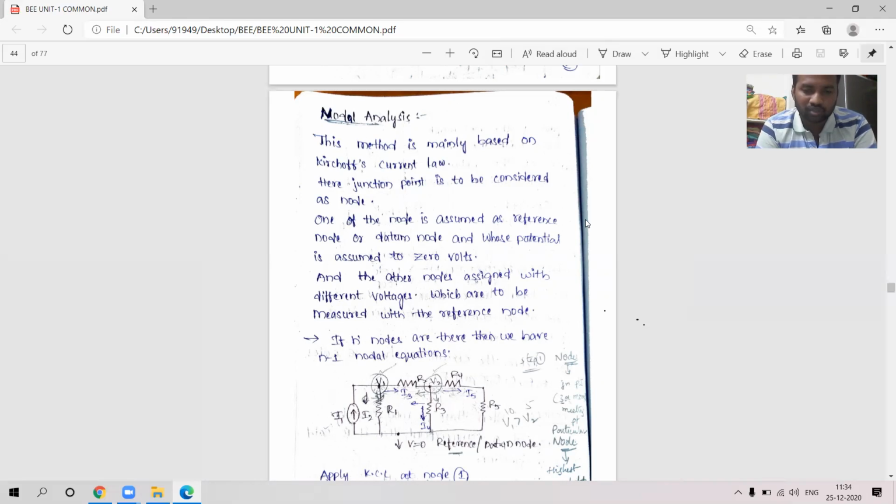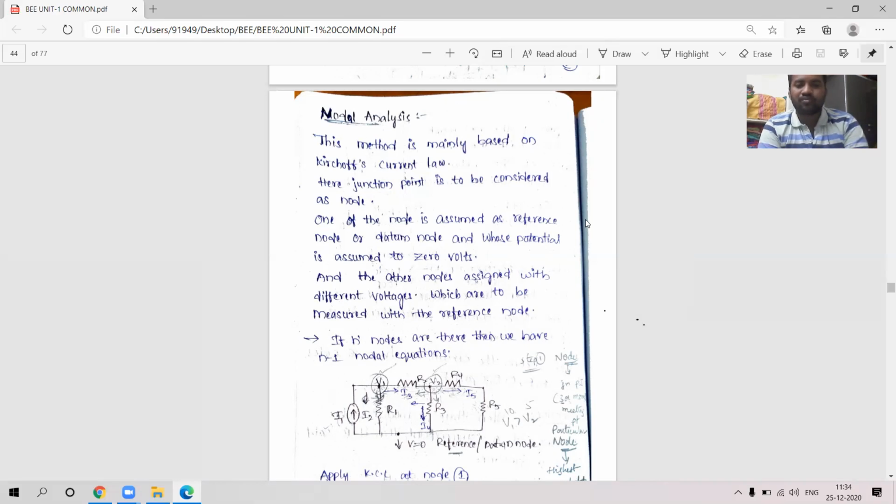How many nodes are there? A node is nothing but a junction point here. After identifying the nodes, for those nodes we need to give some voltages, the unknown voltages. Those unknown voltages are indicated with V1, V2 and so on.